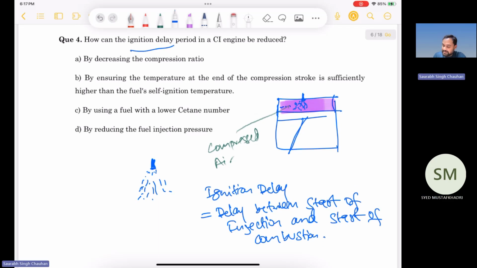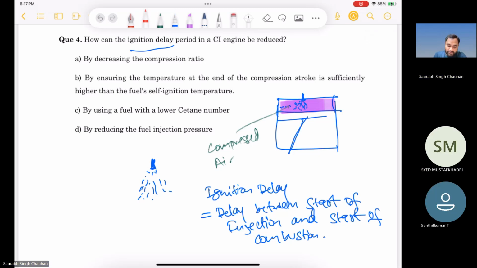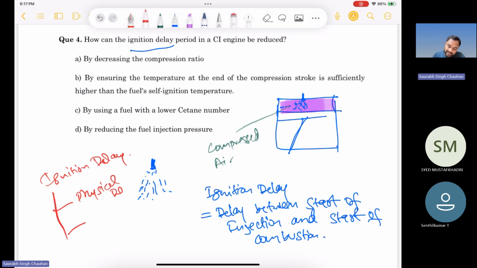So that time period is called ignition delay. This ignition delay depends on many, many parameters, and those parameters can be divided in two parts. One is called physical delay, and another is called chemical delay. As the name suggests, physical delay is associated with the physical changes, and chemical delay is related to chemical changes.